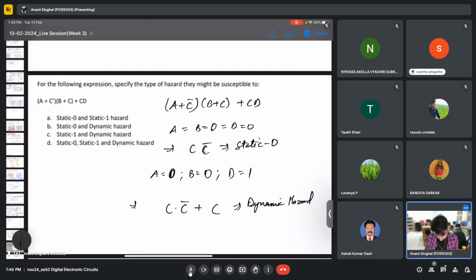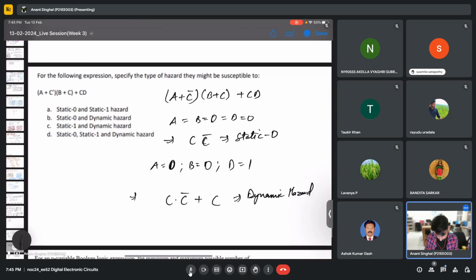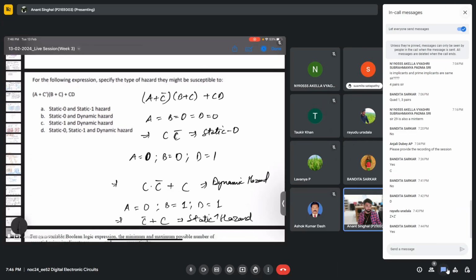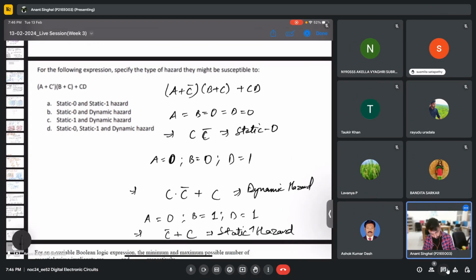And finally, I want C plus C complement. So if I use B as 1, A as 0, and D as again 1, you get C complement plus C. That will be a static 1 hazard. Is there any doubt in this? So I'm getting all the hazards in this particular expression, that is static 0, static 1 and dynamic. So option D will be correct. Is it fine?